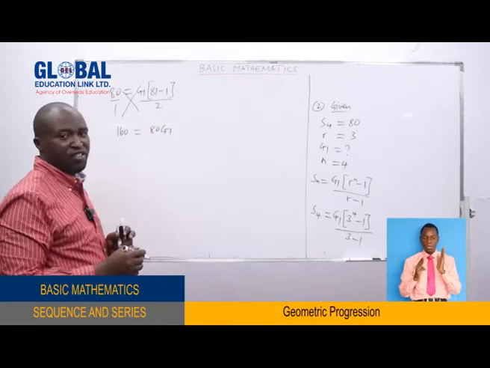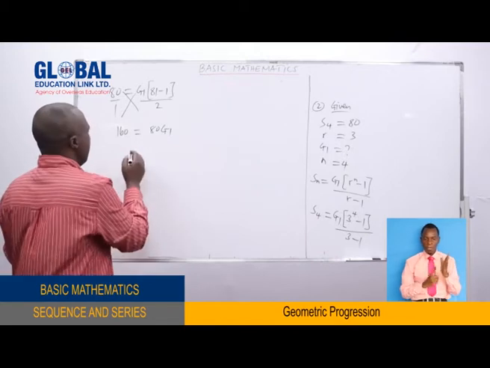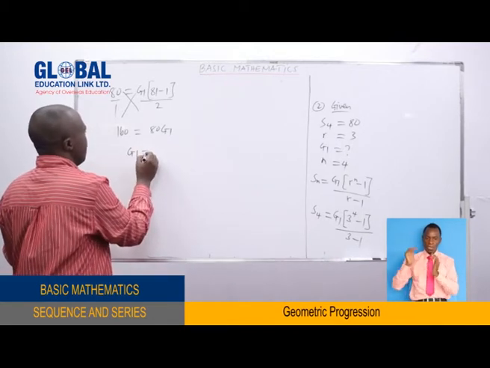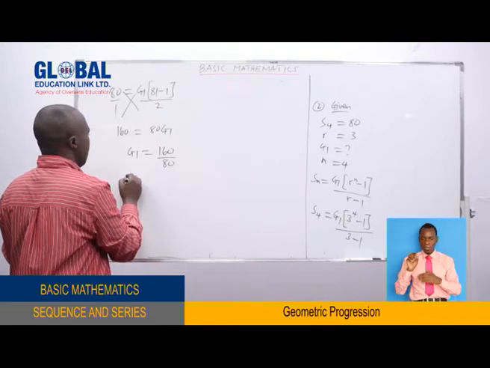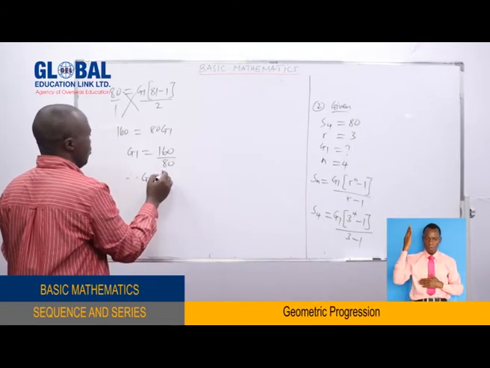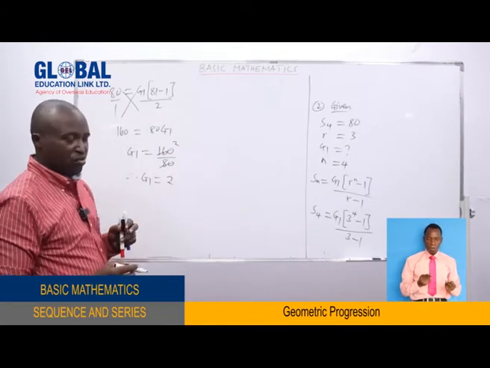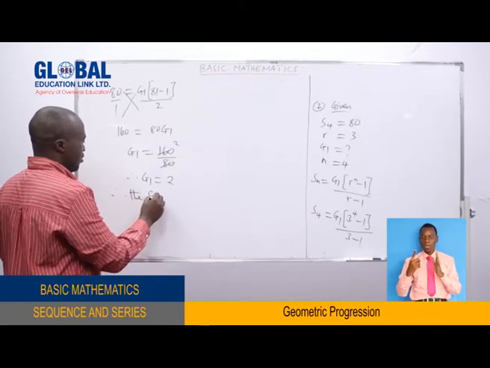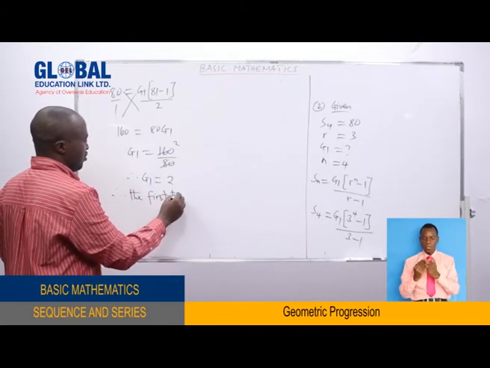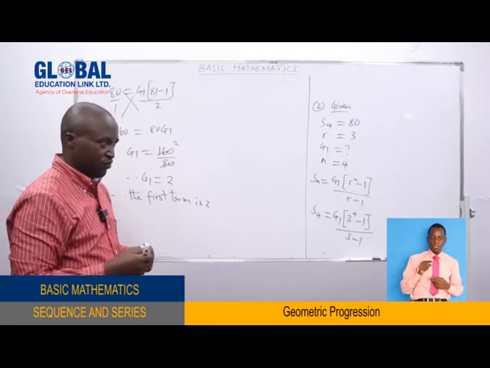To find the G1, you can divide by 80 from both sides. So in this case, G1 is equal to 160 divided by 80. So the first term will be equal to 2. So here we say the first term needed is equal to 2.